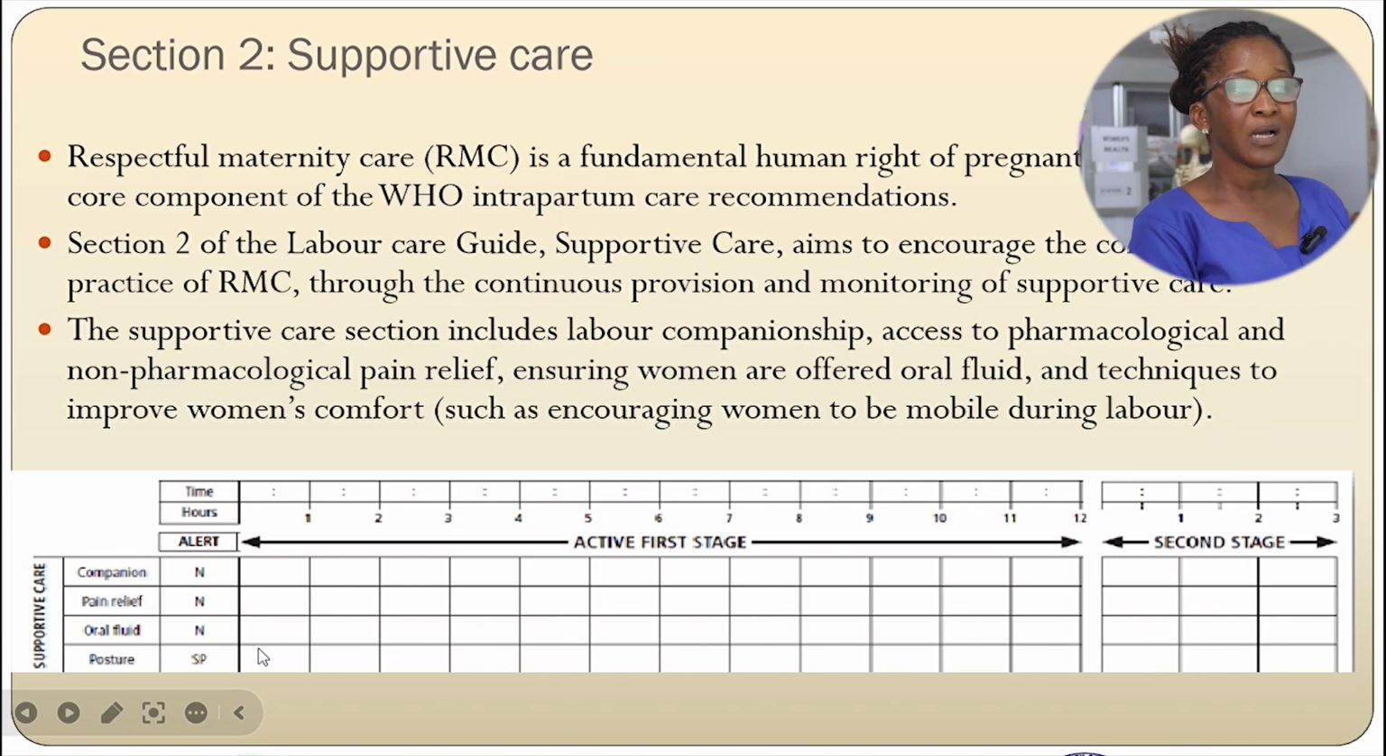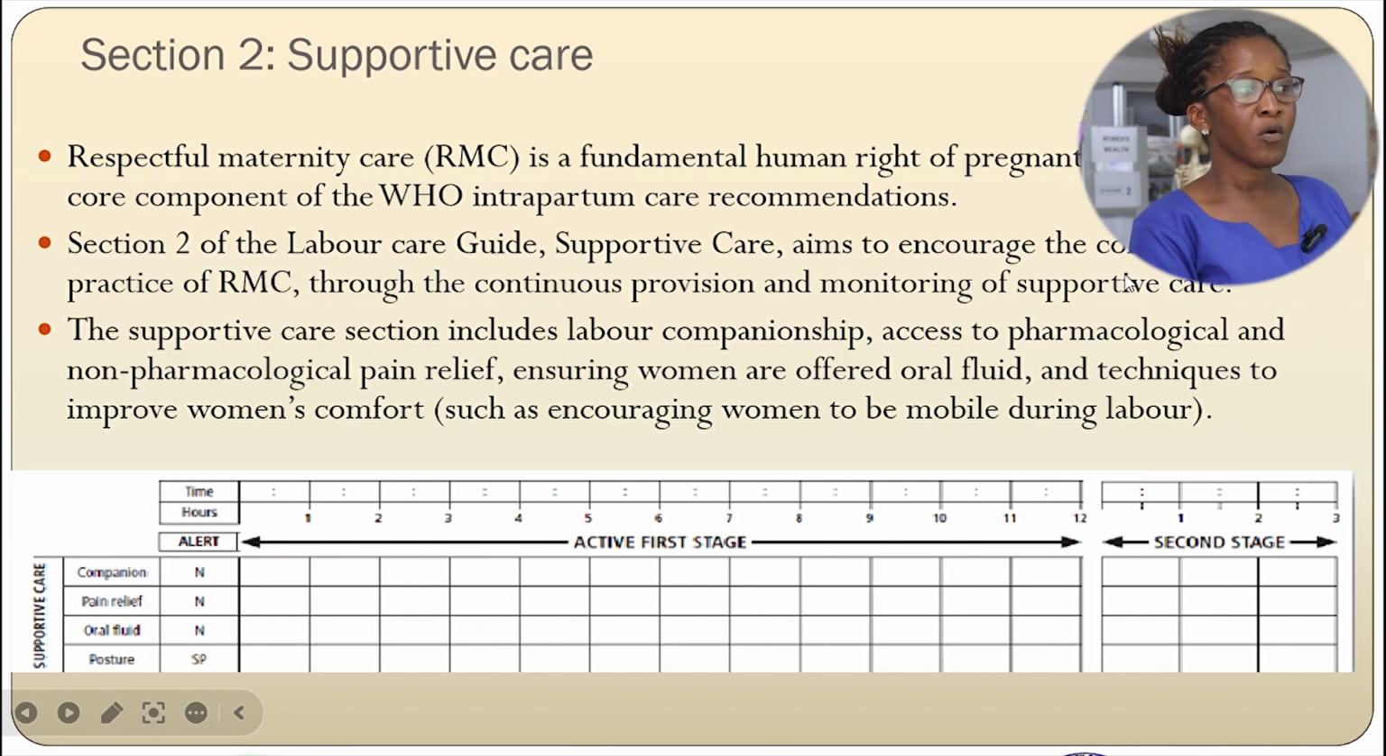You also want to look at the woman taking oral fluids. This is exception from IV fluids. Whatever fluids, water, juice, tea, that will help her sustain her strength during labor. You indicate with a yes. If she hasn't got any, then you will say no. If you offer her a drink and she refuses, you may want to indicate with a D, saying the woman has declined the offer of oral fluids.